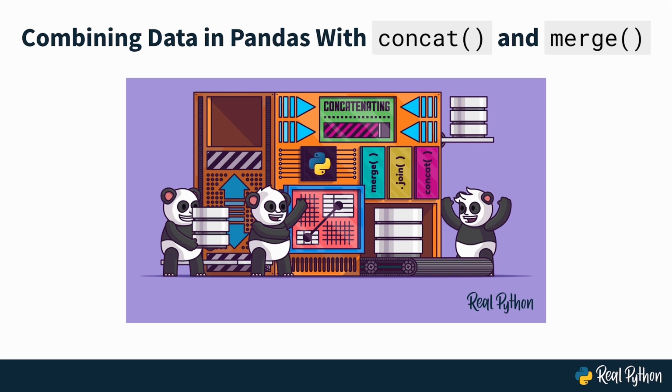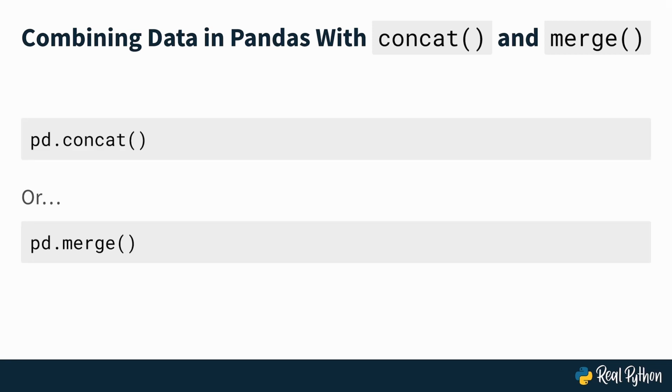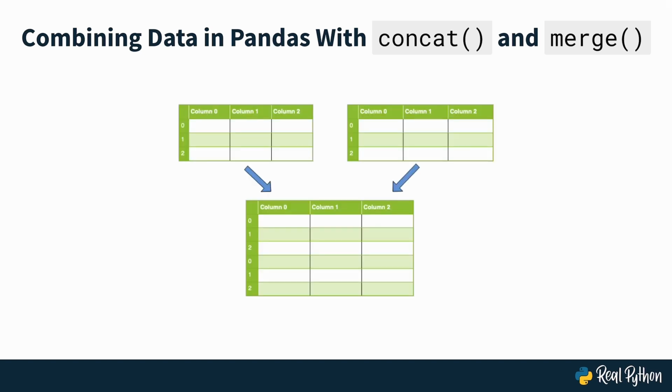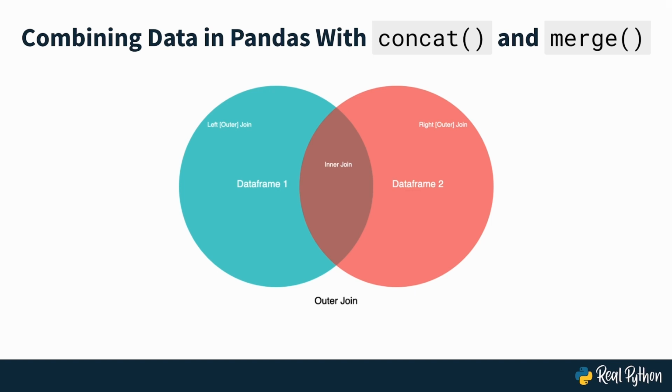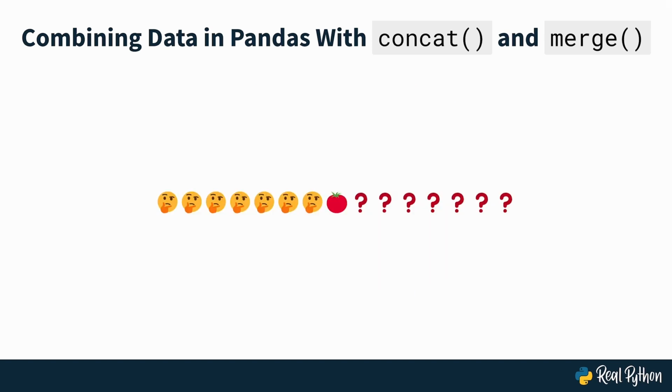Now, how do you perform these operations using pandas? And what's the right function to use? Should you use pd.concat or should you use pd.merge? Do you want to concatenate data frames, or do you want to use database join operations? And what does all of this really mean? And finally, what's this tomato got to do with all of that?